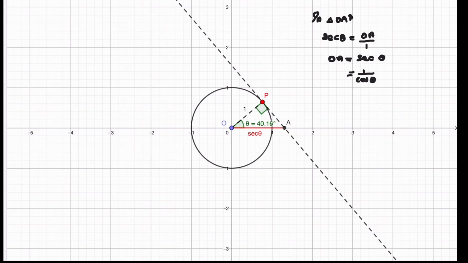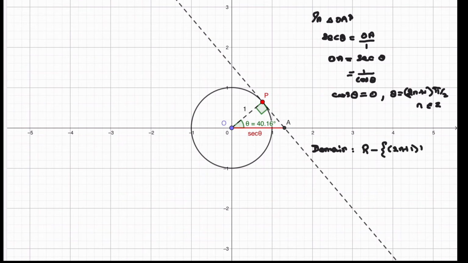Wherever cos theta is 0, secant theta is not defined, and we know that cos theta becomes 0 for all odd multiples of pi by 2, where n belongs to Z. Therefore, the domain for secant function is R minus all odd multiples of pi over 2, where n belongs to Z. So, secant theta is not defined at these values. For all other real values, secant theta is defined.